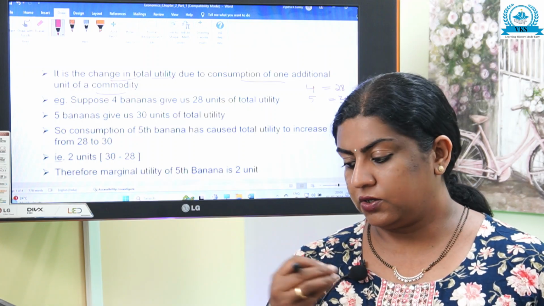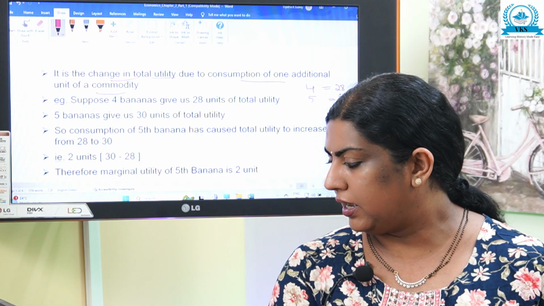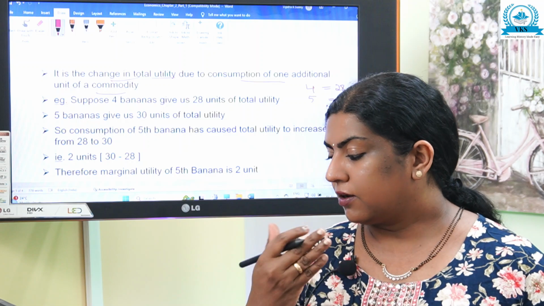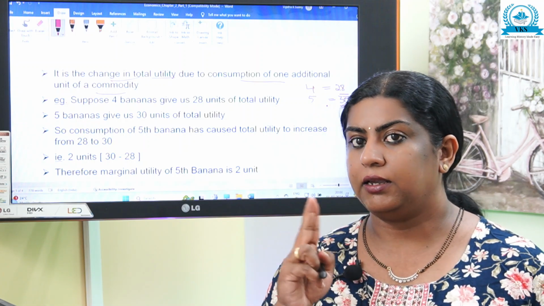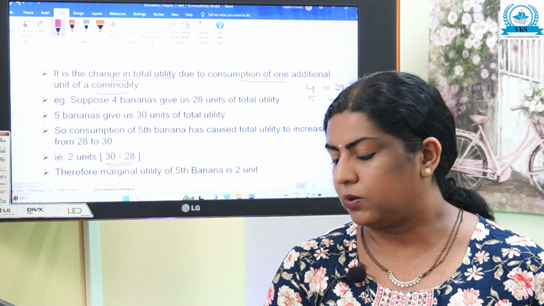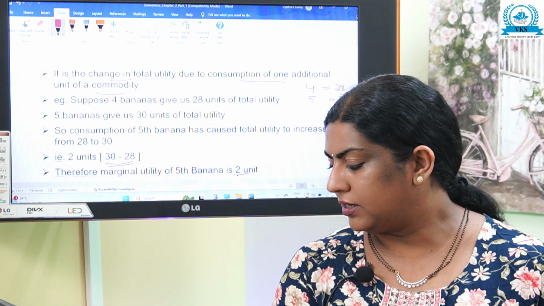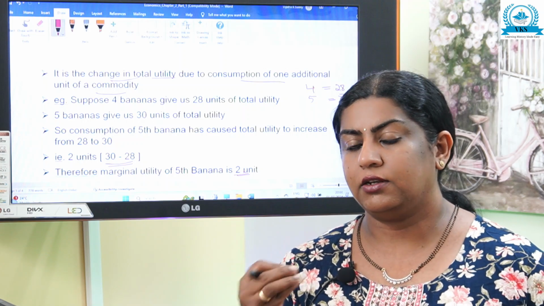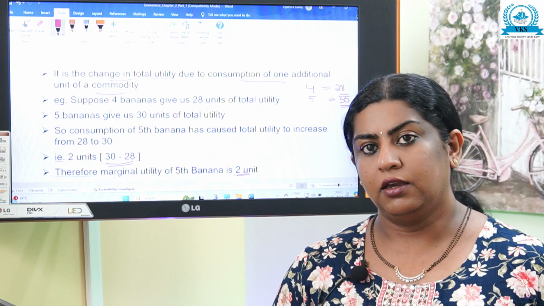So what is marginal utility? Marginal utility is the difference between this and this. That is, consumption of the 5th banana has caused total utility to increase by 2 units. That is 30 minus 28, that is 2 units. Therefore, the marginal utility of the 5th banana is 2 units. So what is marginal utility? It is a change in total utility due to the consumption of one additional unit of the commodity.